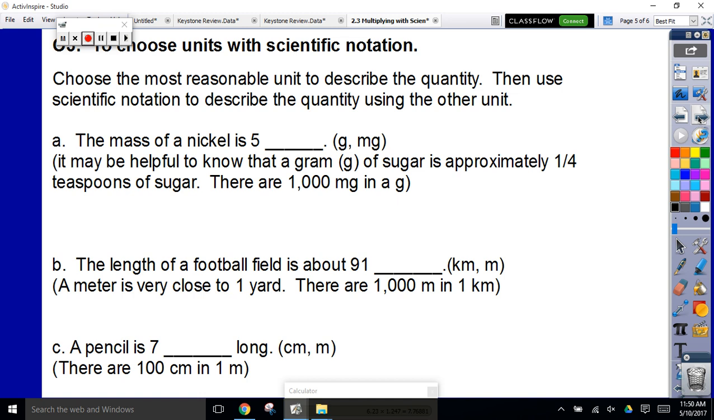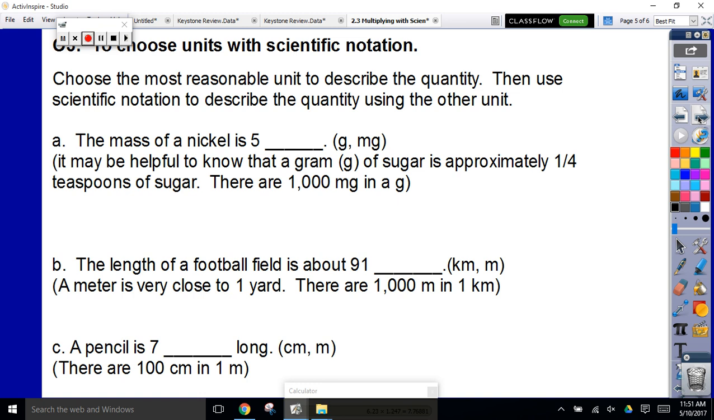So I tell you here, it might be helpful to know a gram of sugar is approximately 1/4 a teaspoon of sugar. So if 1/4 a teaspoon of sugar weighs 1 gram, think about what unit you might use for the mass of a nickel. Yeah, Helena, what do you think? Would it be 5 grams or 5 milligrams?